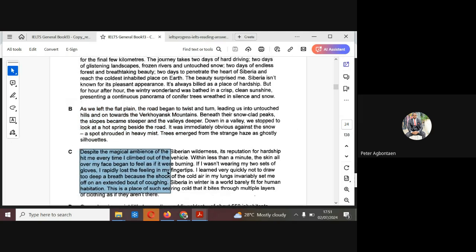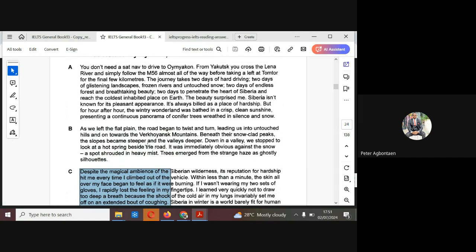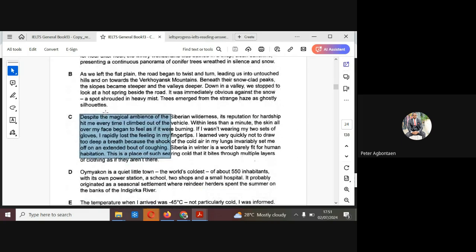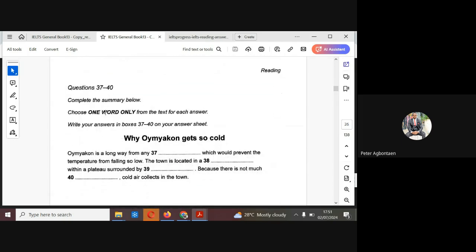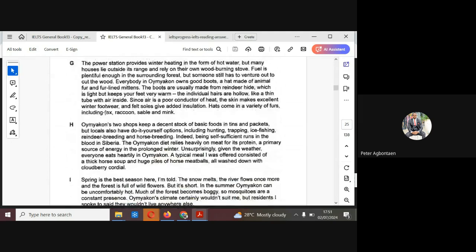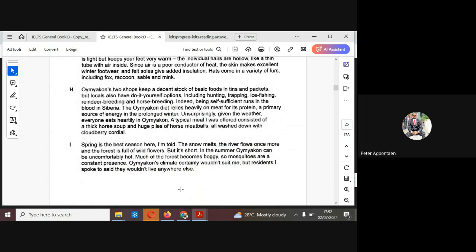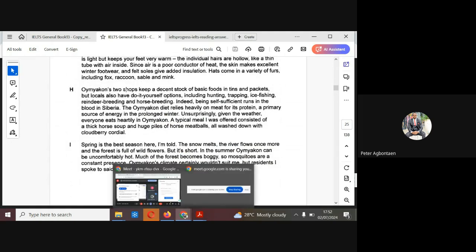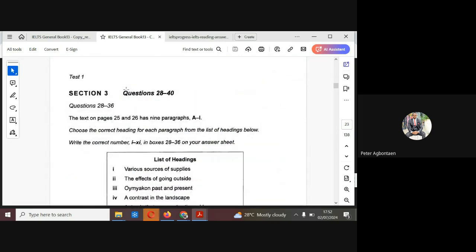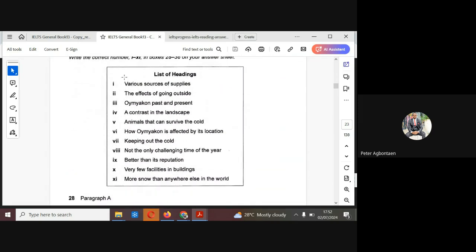So what I'm saying is each of these paragraphs has its main idea. So paragraph A has its main idea, paragraph B has its main idea, paragraph C has its main idea, all the way to paragraph I. Each of them has its own main idea. Now, the main ideas of these different paragraphs are what have been codified for us here as the list of headings.